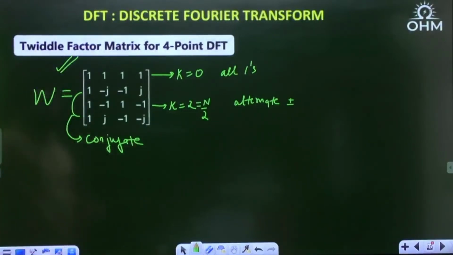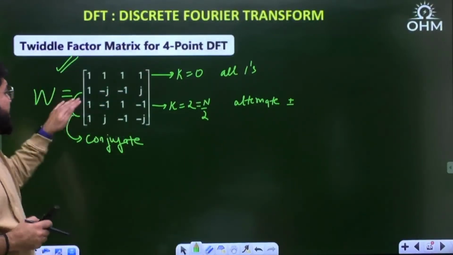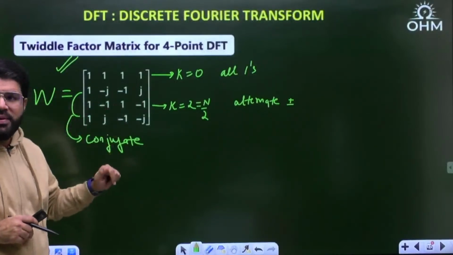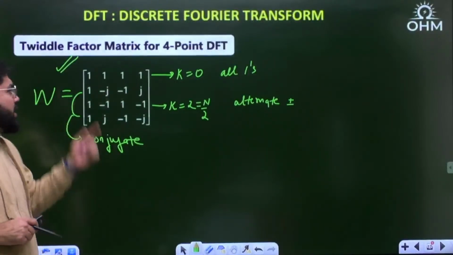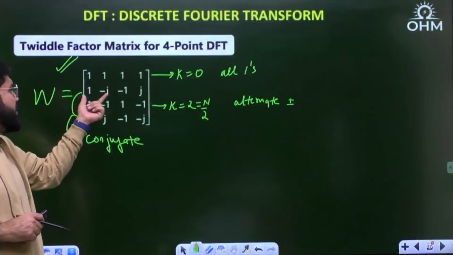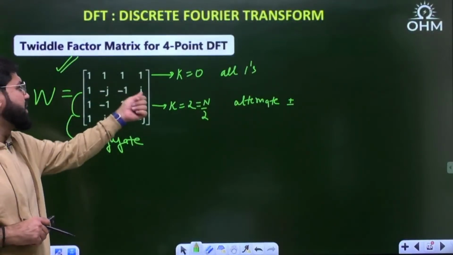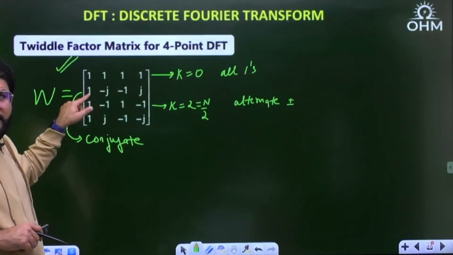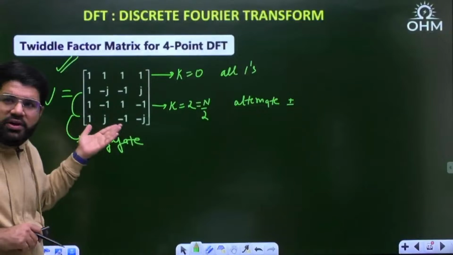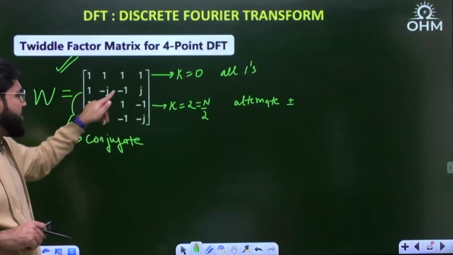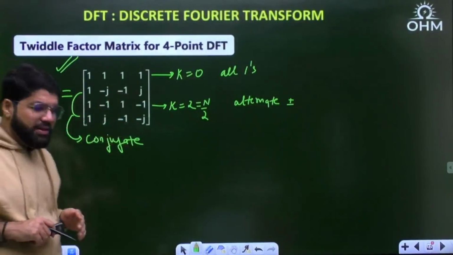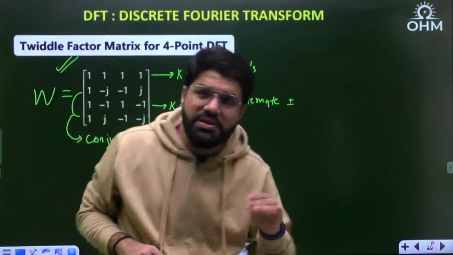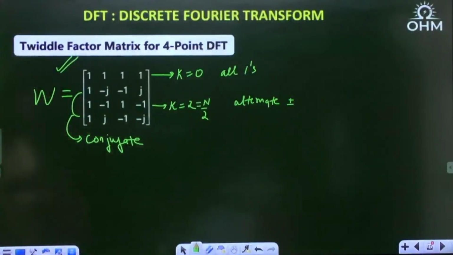So the first row is simply all ones. Then the third row is simple alternate plus minus. For the second row, if you remember, 1, minus j, and then the rest is a sign change, minus 1, plus j. The fourth row is nothing but the conjugate of the second: 1 is 1, since the conjugate of a real number is the same, minus j becomes plus j, minus 1 is minus 1, but j becomes minus j. All complex numbers are taken in conjugate form.